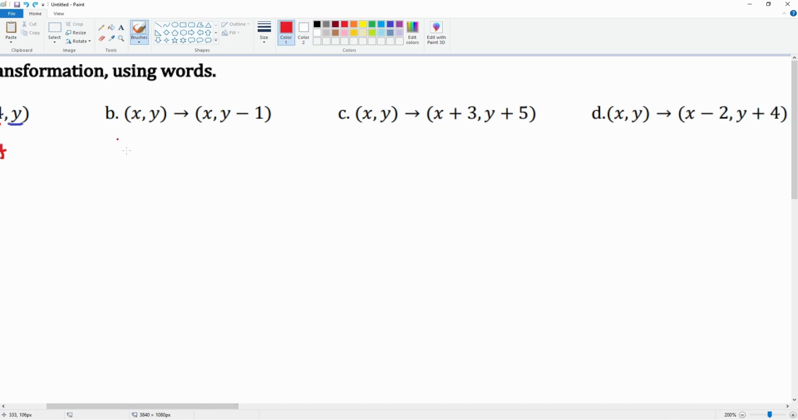Next, x comma y arrow x, that has nothing to do with it. The y was a -1, so that is going to be down 1 unit.